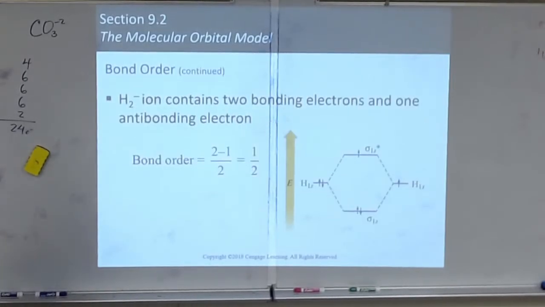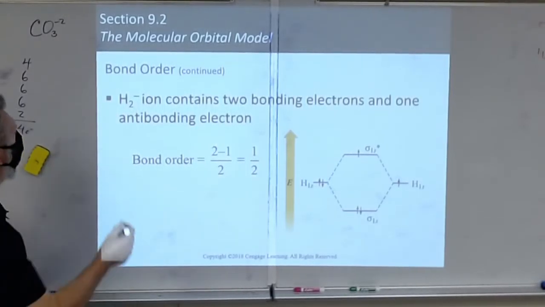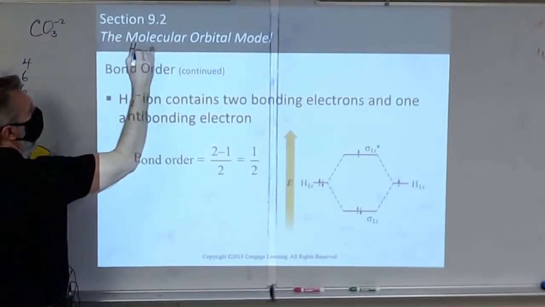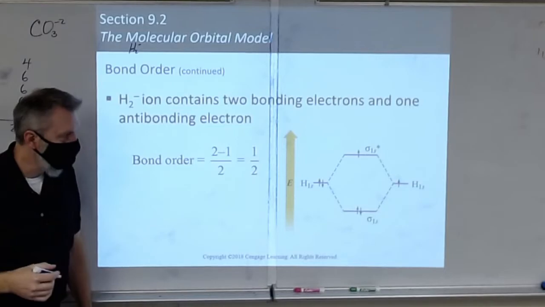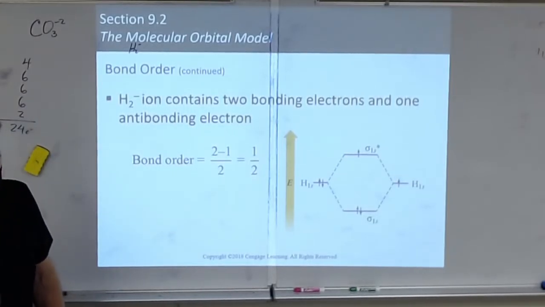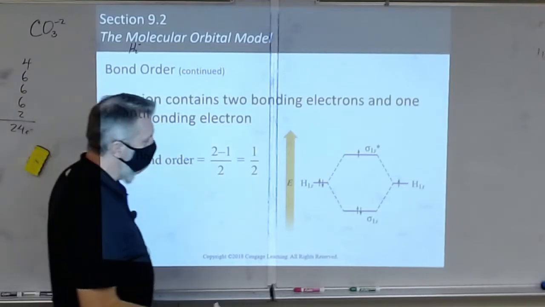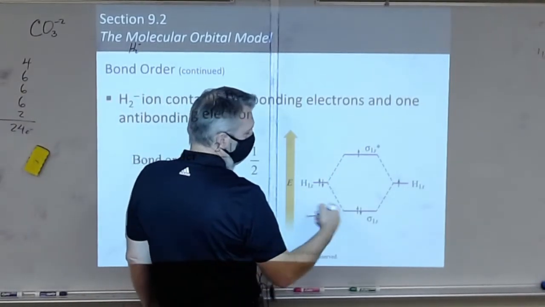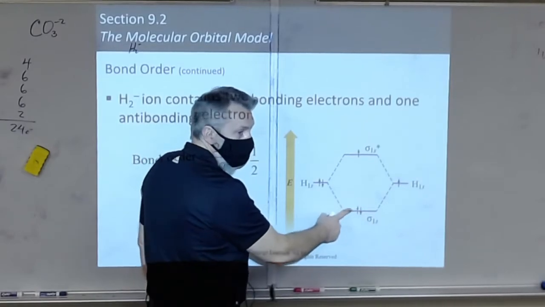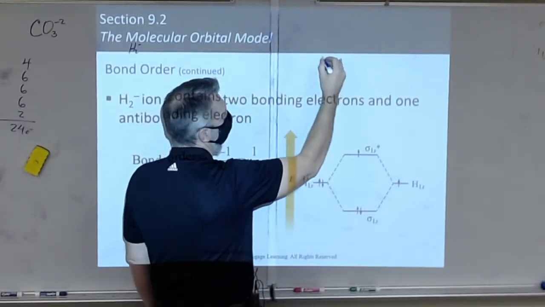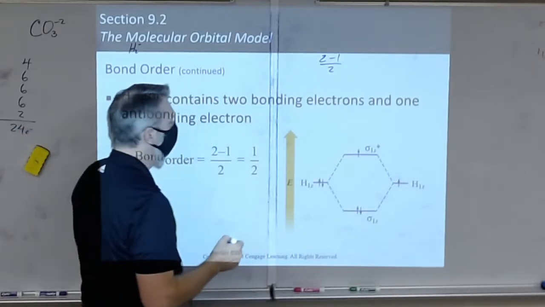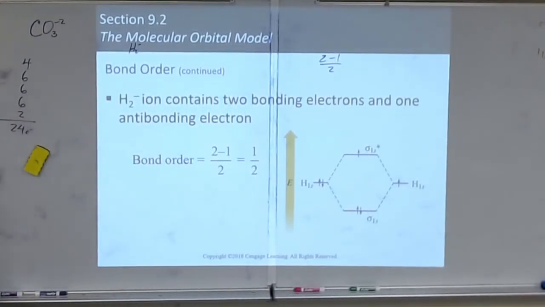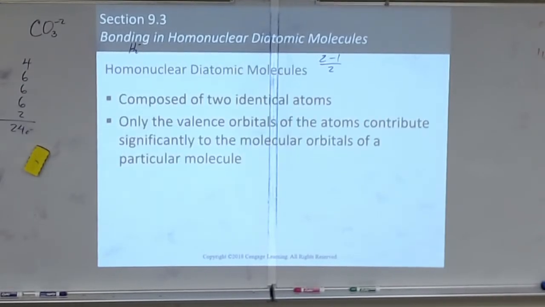Friday. Let's now look at the H2 minus 1. So H2 minus 1 means what? One more electron. I've got an extra electron. Let's see what happens here. If I have an extra electron, I've got 2 electrons from this one. I stick them together. I have the 2 bonding electrons and 1 anti-bonding electron. So 2 minus 1 divided by 2 is 1 over 2. How many bonds is that? 0.5. Yep.